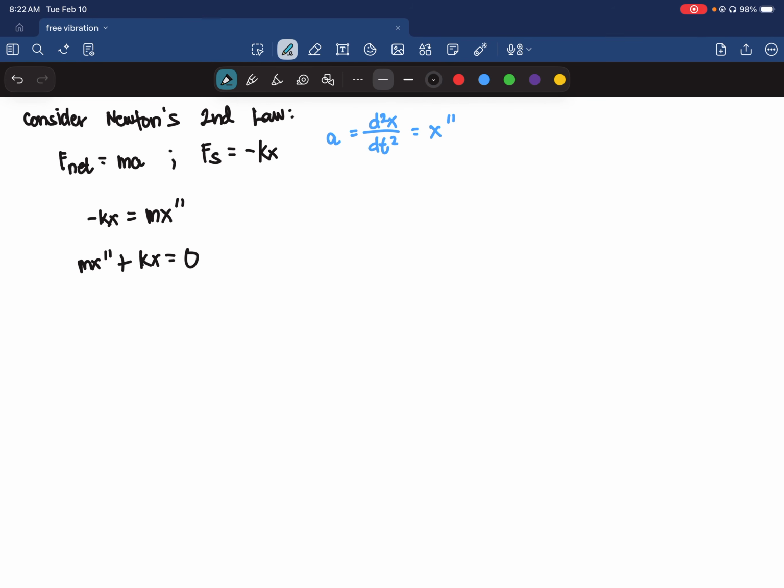Now, what was done in our lesson yesterday is that the use of m and k became persistent. But for this one, we will combine them. So, we divide both sides by m. So, m cancels, and we have x double prime plus k over m x equals 0. And this k over m, that is our angular frequency.